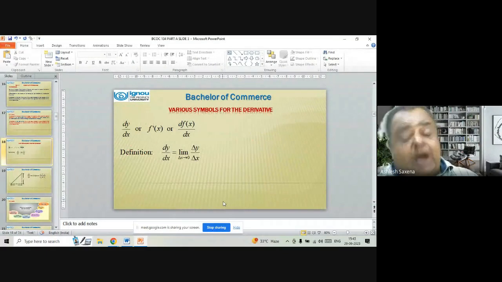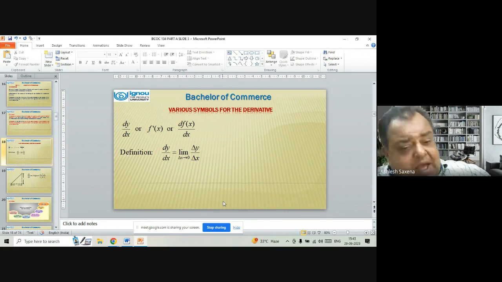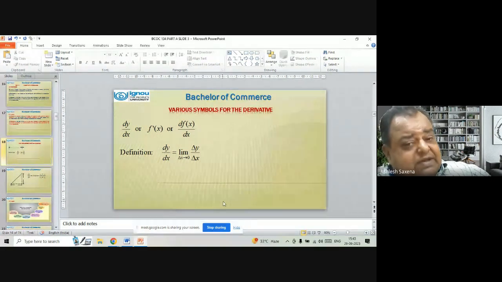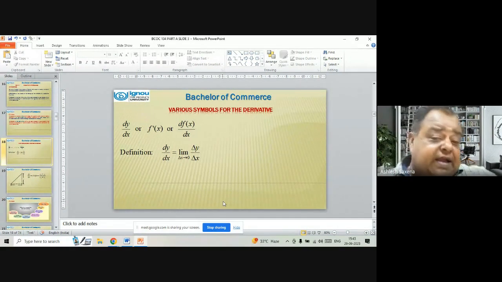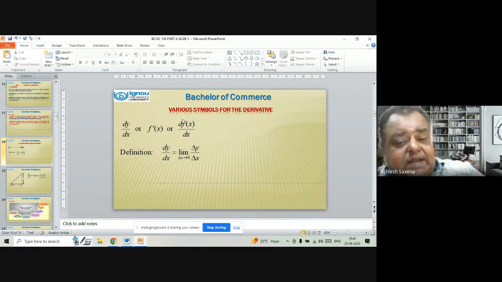Now, how is it represented? We have a function of y in terms of x. So when we are differentiating it, we will be writing dy by dx. If in place of y we have f(x), we will be writing f dash x, which is nothing but d f(x) divided by dx. Don't get confused by eliminating this d by this x. d by dx is a single term.